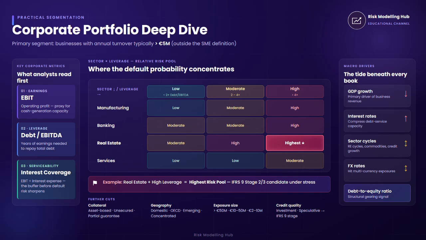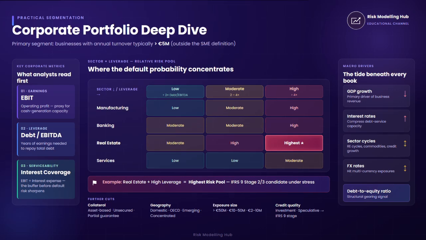Now, the collateral type splits between the asset-based secured loans and the unsecured facilities. Geography distinguishes between domestic OECD markets and the emerging exposures. Now, four drivers move every corporate book: GDP growth, which compresses the earnings; interest rates, they affect the debt service capacity; sector cycle, which creates synchronized defaults; FX rates with multi-currency exposures; and debt to equity ratios signal the structural stress.